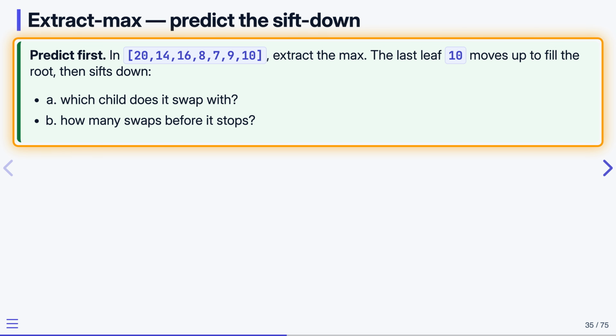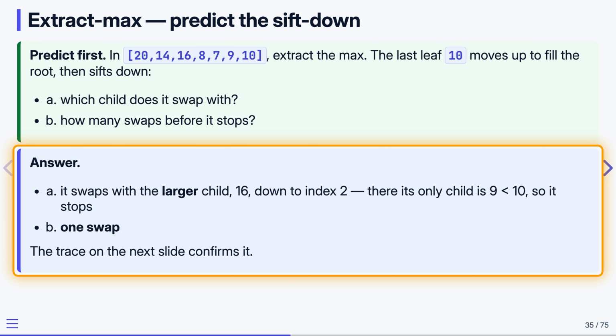Predict first. In the heap 20, 14, 16, 8, 7, 9, 10, extract the max. The last leaf 10 moves up to fill the root and then it sifts down. Part A, which child does it swap with? Part B, how many swaps before it stops? Pause here. Here is the answer. It swaps with the larger child, 16, and lands at index 2. There its only child is 9, which is smaller than 10, so it stops. That is 1 swap. The trace on the next slide confirms it.